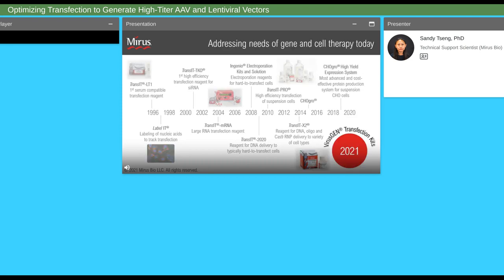Now, the topic of this talk today is our recent developments with reagents for virus production. Scientists have been using our TransIT reagents for virus production for decades, but we noticed an increasing demand for virus in light of advances in gene and cell therapies coming to market. So to address this, Mirus has developed VirusGEN Transfection Reagents.